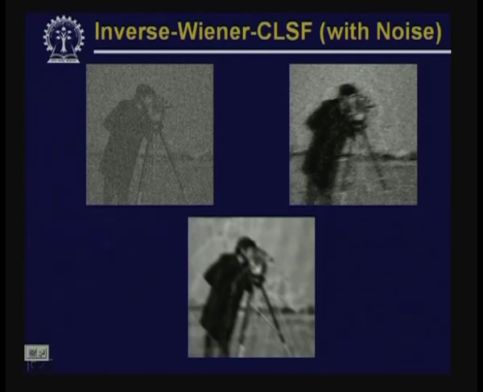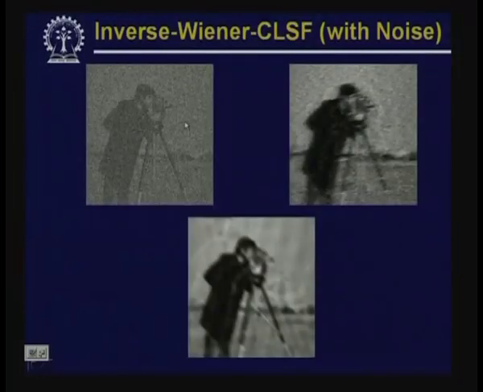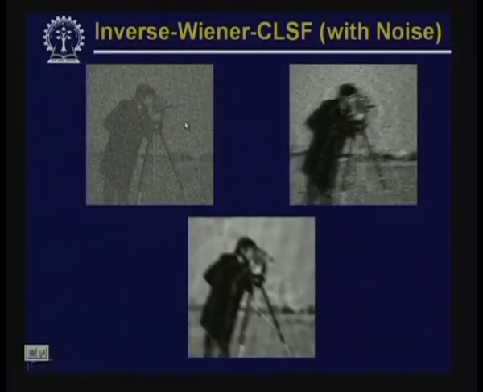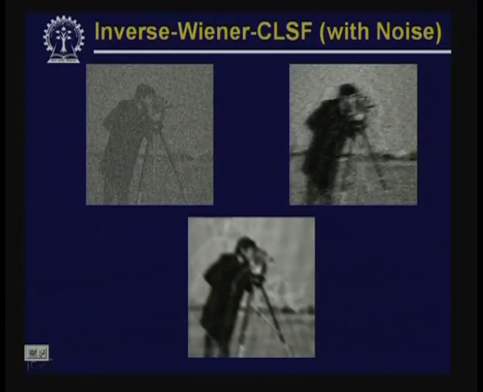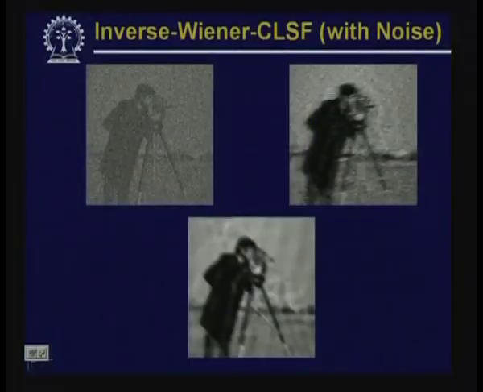Here we have also considered some additive noise. Again on the top row on the left, this is the image obtained by direct inverse filtering, and you find the prominence of noise in this particular case. The right one is the one obtained by Wiener filtering. Here also you find that the amount of noise has been reduced, but still the image is noisy, and the bottom one is the one obtained by using the constrained least square filtering.